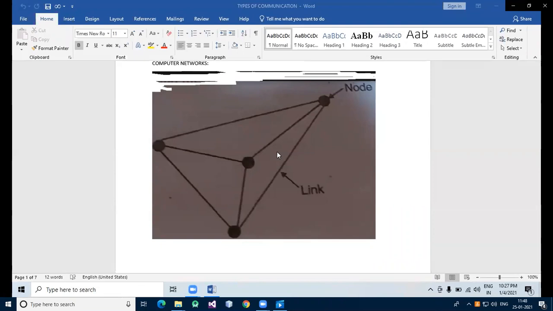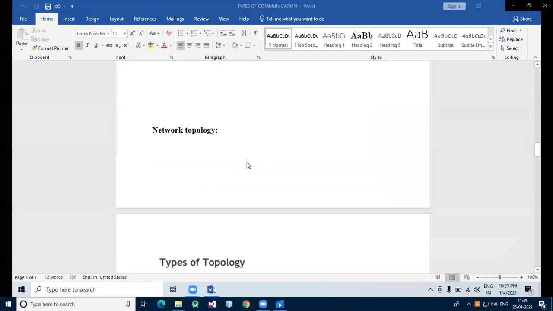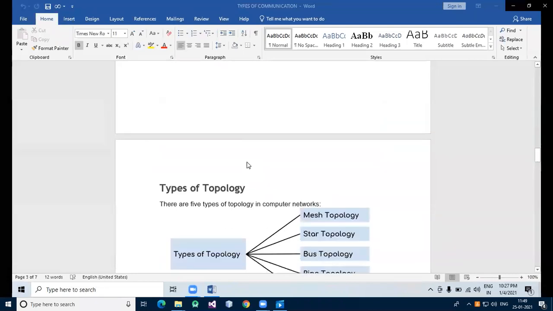So the physical structure here, like network topology, is there. Two characteristics can be used as the basis of a distribution system: type of connection, meaning type of connection or type of topology. In a network, two or more devices are connected to each other through connecting links.